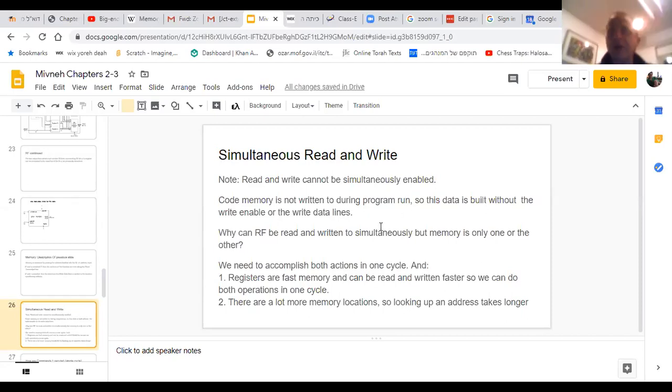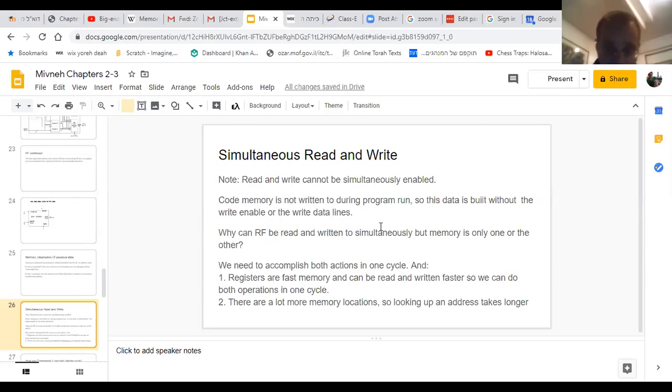So this memory is built without the write enable or the write data lines. If you know that you're going to use a certain section of the memory always for code, then you don't need the extra overhead, the extra physical write data lines and the enable. You can use a slightly cheaper memory.